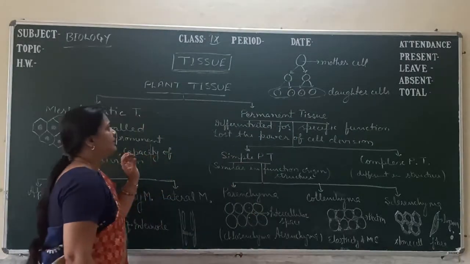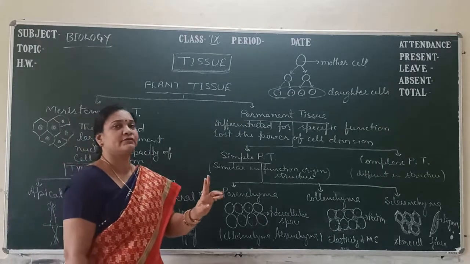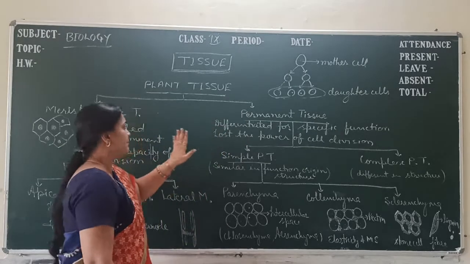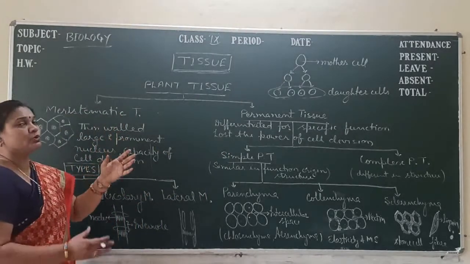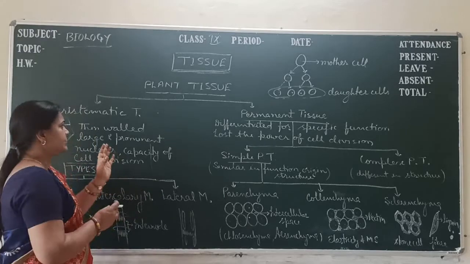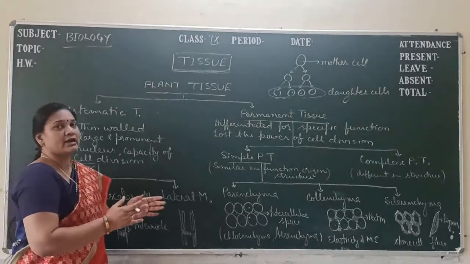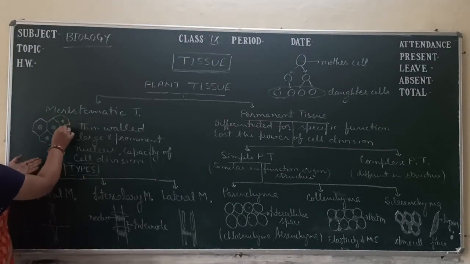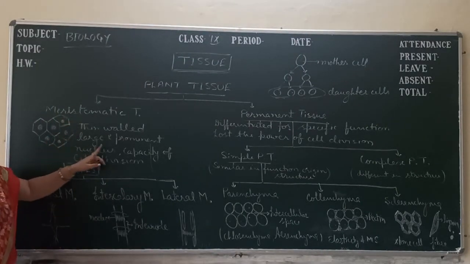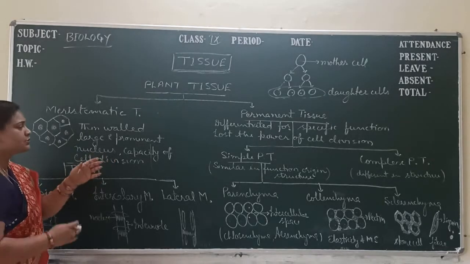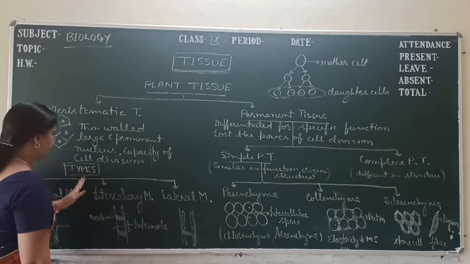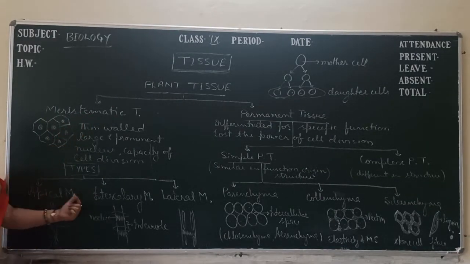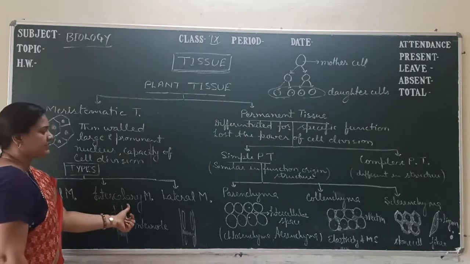This is the origin. In plants, mainly 2 types of tissues are present: meristematic tissue and permanent tissue. Meristematic tissue is present in the growing regions of the plant and helps the plant grow in length and width. Its cells are thin-walled with a large and prominent nucleus, and they have continuous cell division capacity.